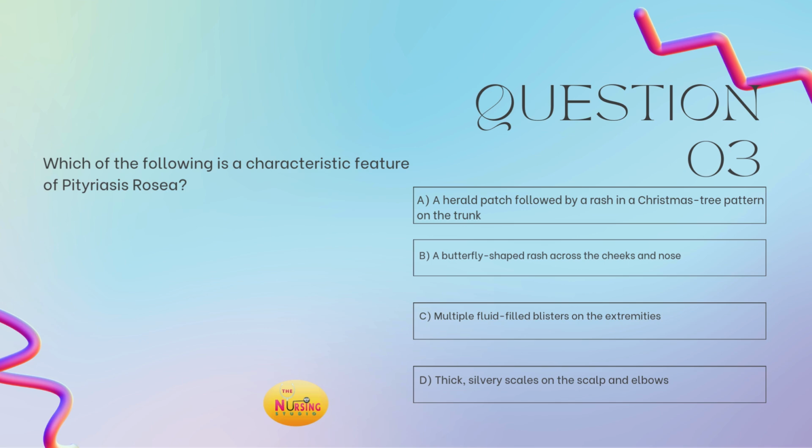All right, so here the stem is the question. This is a more knowledge-based question. But which of the following is a characteristic feature of pityriasis rosea, right? And the best answer is A. You know, that herald patch typically presents and then it's followed by that Christmas tree pattern rash on the trunk.